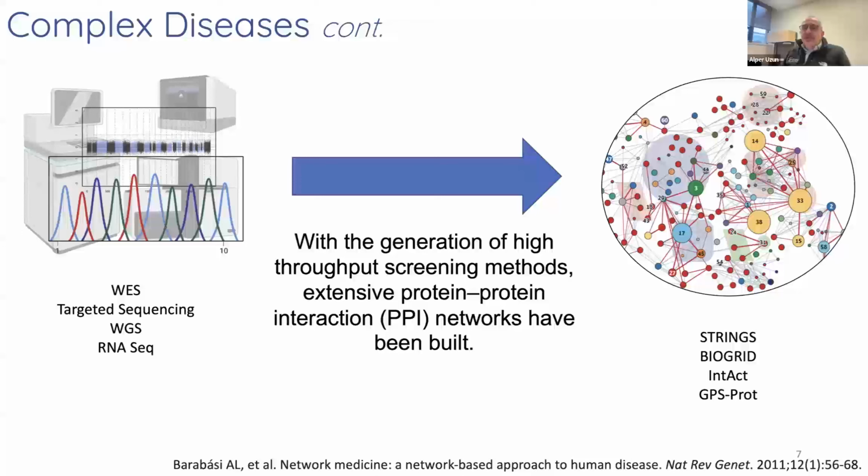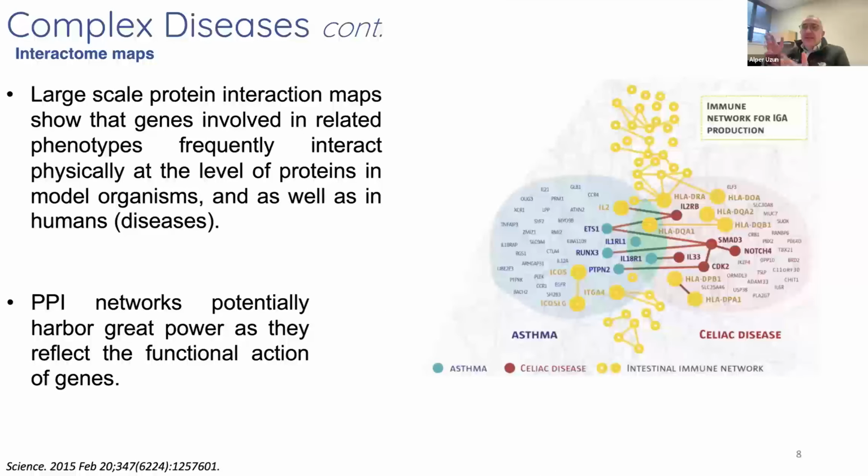And especially after the era when we have high-throughput sequencing, like whole exome sequencing, targeted sequencing, RNA-seq, whole genome, single cell sequencing, the data exploded, honestly. Extensive protein-protein interaction networks started to be built, and then databases like STRING, BioGRID, as you see here, IntAct. And these are not the only ones, there are many of them. So we have so many opportunities to get the interactome maps. And in the interactome maps, we are able to see their interactions.